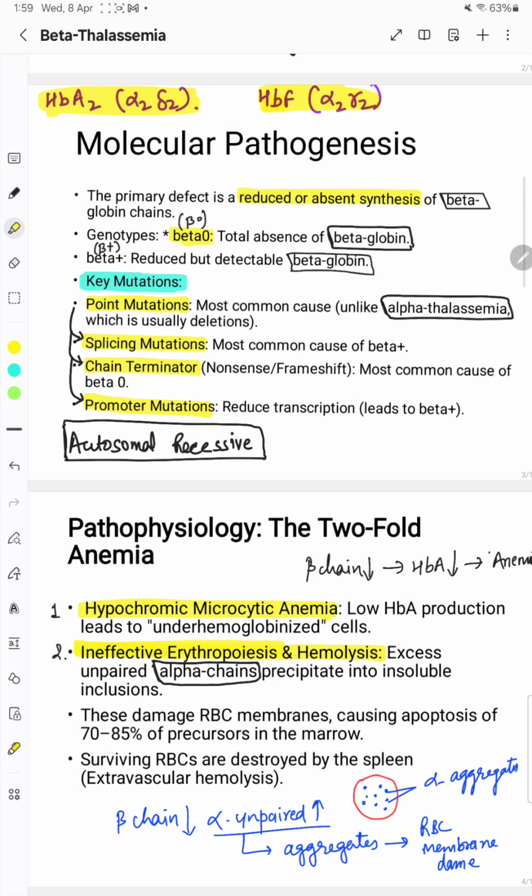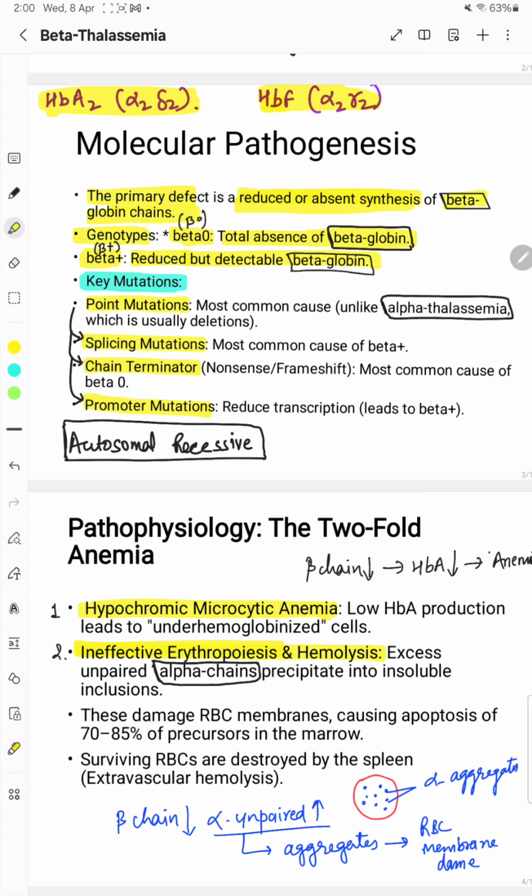Now we will see the molecular pathogenesis of beta thalassemia. The primary defect is reduced or absent synthesis of the beta globin chains. There are two types of genotypes that we are going to use again and again. Beta 0, this signifies total absence of beta globin, and beta plus, this signifies the reduced but detectable beta globin.